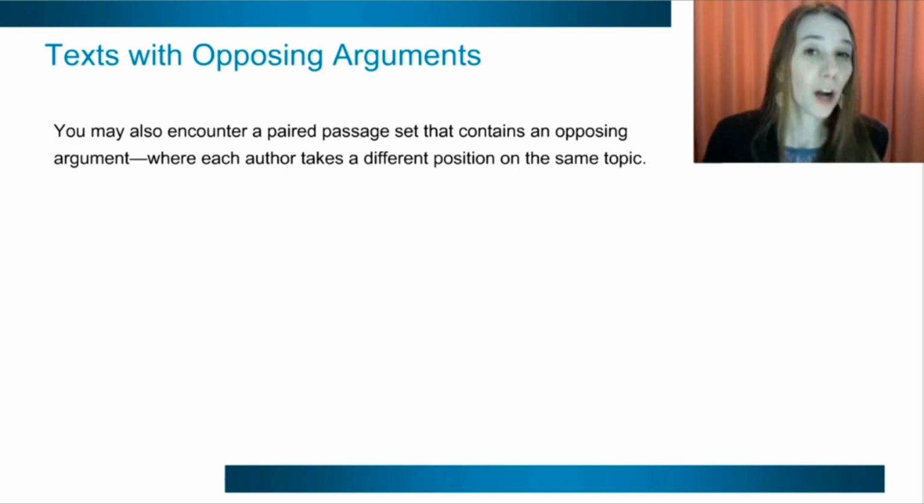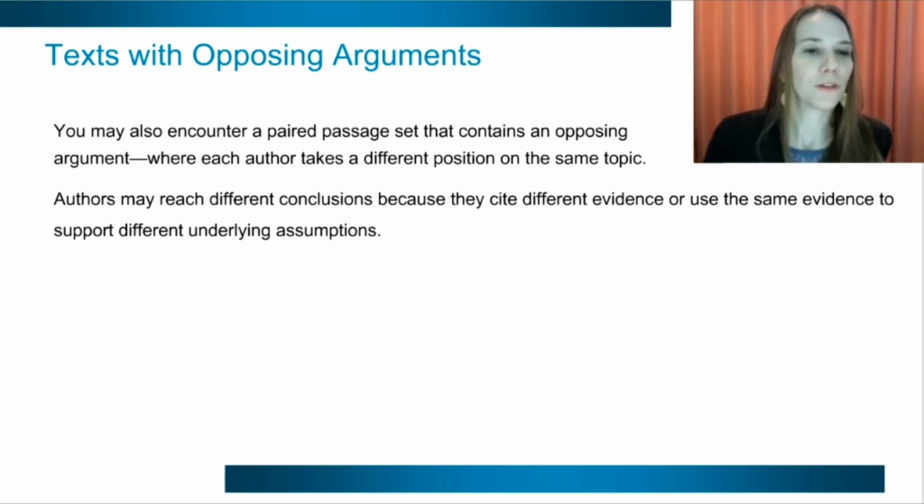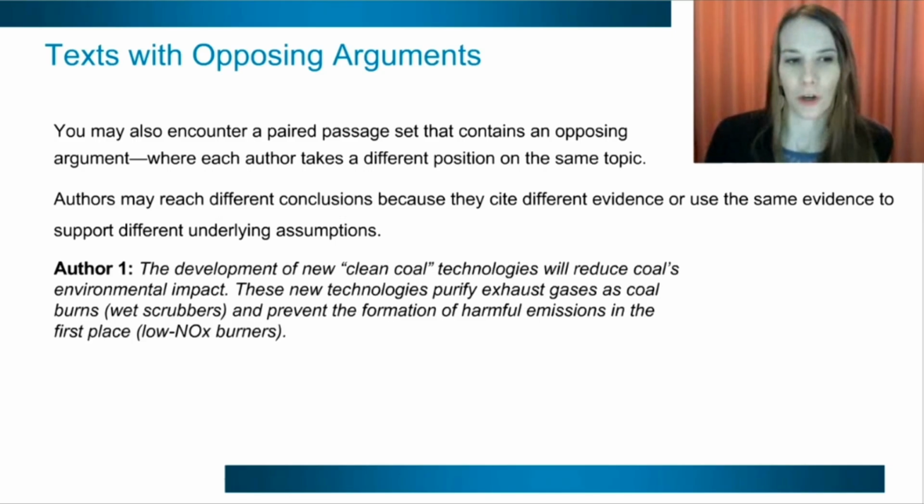And this is where one author takes a position, say, for something, and another author takes an argument against something. That's another way that you may see two texts related. Now, these authors are going to reach different conclusions because they cite different evidence, or they may use the same evidence but have different underlying assumptions. So that's what you want to be paying attention to when you see opposing arguments. All right, so let's look at a sample of that right now.